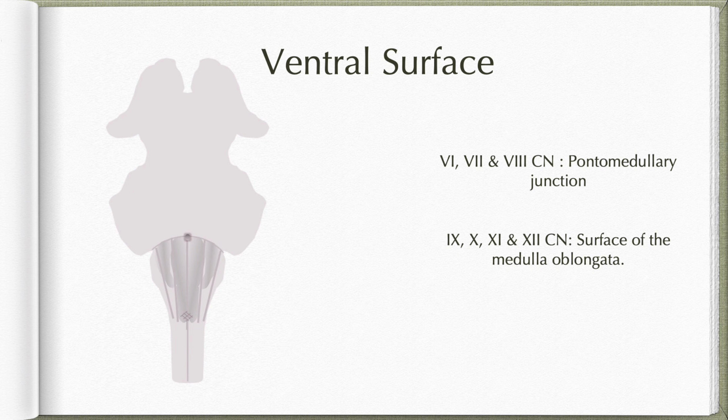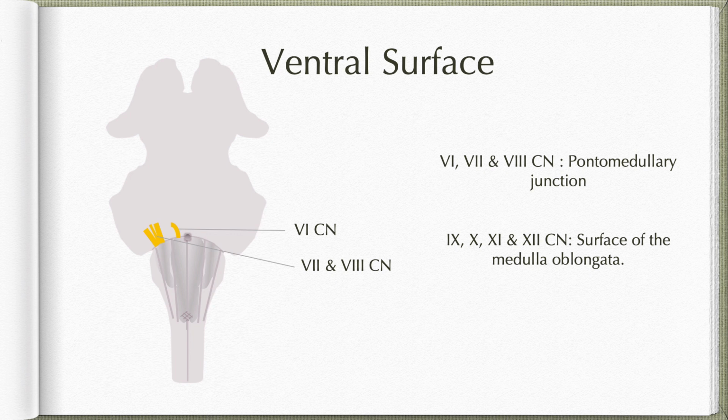Now, in relation to medulla, the 6th, 7th and 8th cranial nerves exit from the pontomedullary junction. 9th, 10th, 11th and 12th cranial nerves exit from the surface of the medulla itself. Abducens nerve exits above the pyramid at the pontomedullary junction. Facial nerve with its nervus intermedius component and the vestibulocochlear nerve will exit above the olive and dorsolateral sulcus, again along the pontomedullary junction.